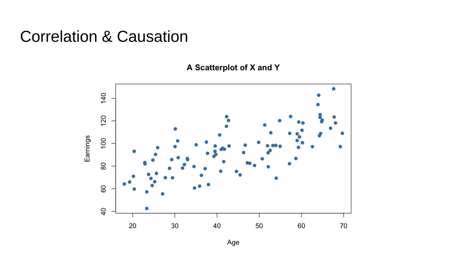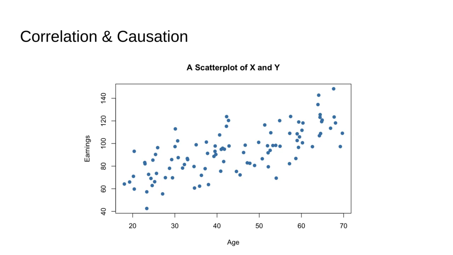I can see that the data is kind of moving up as it goes to the right, meaning that there's a relationship going on here. And yet again, in this case, age is independent and earnings is dependent, because you're not going to necessarily age more because you earn more, but as you get older, you tend to earn more at your job.